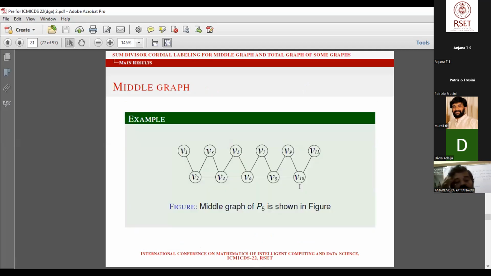This is the example of the middle graph of a path having vertices V1, V3, V5, V7, V9, and V11, which are the vertices of the main path graph, and V2, V4, V6, up to V10, which are the newly added vertices. So we have one edge between V1 and V3. Now we need to add the vertex corresponding to this edge, and join V1 and V2, V2 and V3. Similarly for all the remaining vertices, and after that we need to join all the newly added vertices. So the resulting graph is known as the middle graph of path.